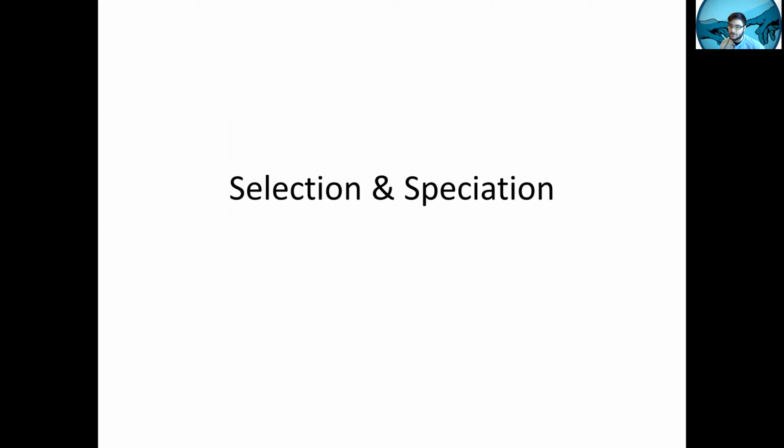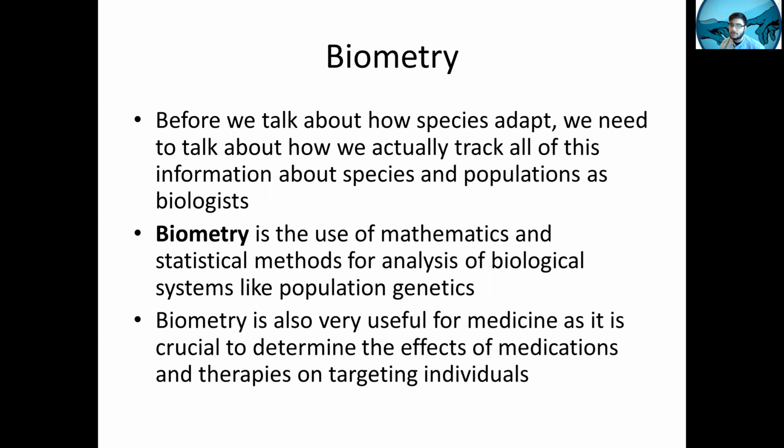So moving on to the content. First, selection and speciation. Before we talk about how species adapt, we need to talk about how we actually track all of this information about species and populations as biologists. Biometry is the use of mathematics and statistical methods for analysis of biological systems, for example, population genetics. This is how we get a lot of our information about the genetics and species, and how a lot of these trees are determined, based on a series of mathematical and statistical models, methods, and analyses.